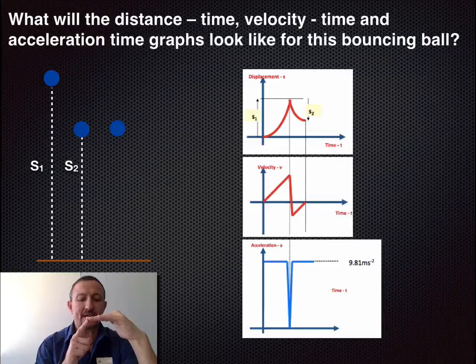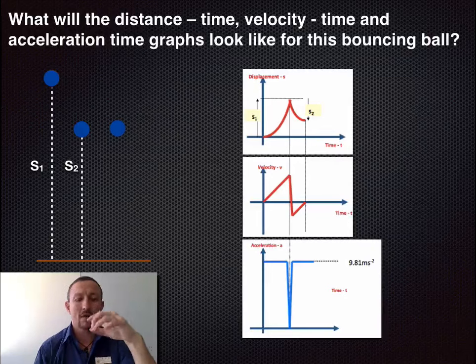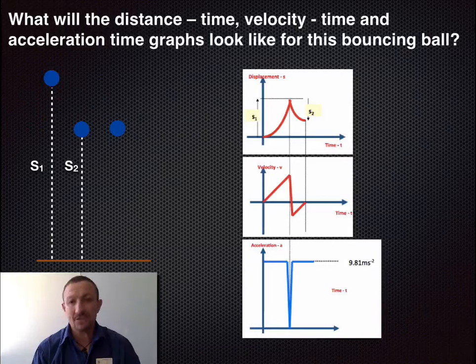Then what happens, it decelerates. The ball then decelerates down to 0. And for a split moment of time, it's not moving. Because it's not moving, there's no acceleration, there's no velocity, it's not doing anything. So that's why the line drops down to 0.